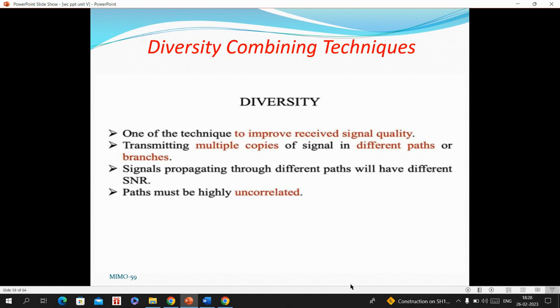The information is transmitted along different paths, so it reaches the destination at different time delays, the signal undergoes different fading effects, and it has different phase shifts also. So how are we going to combine the signals at the receiving end? That concept is called the diversity concept. The aim of diversity is to improve the received signal quality at the receiving end. That's the concept. So how do we ensure that the received signal quality is enhanced?